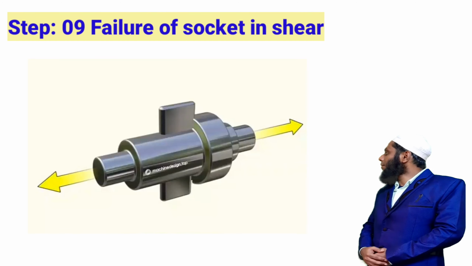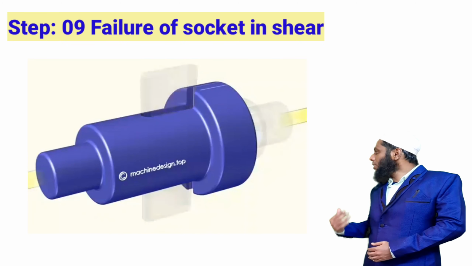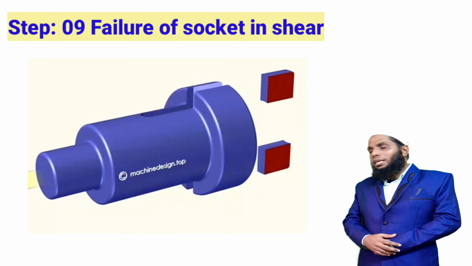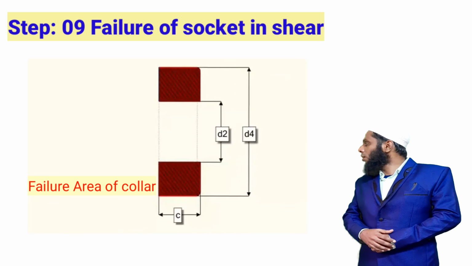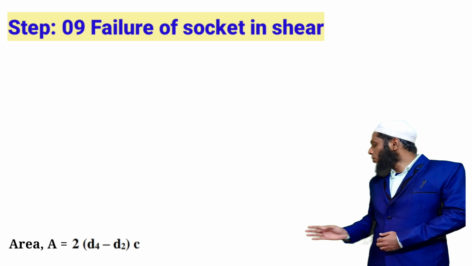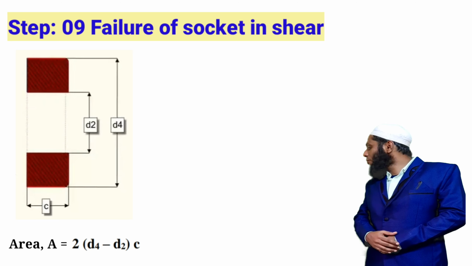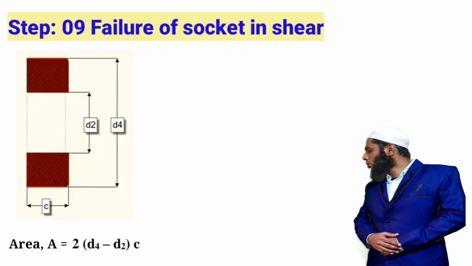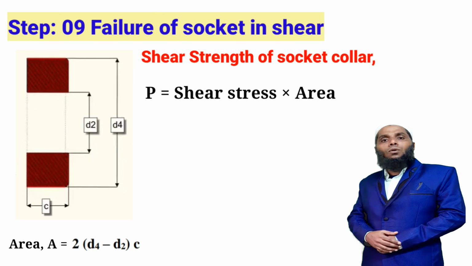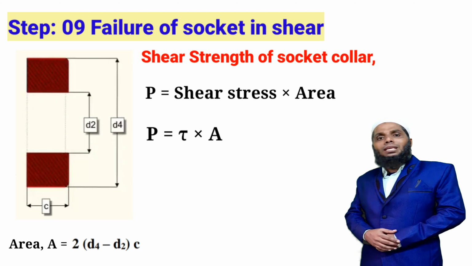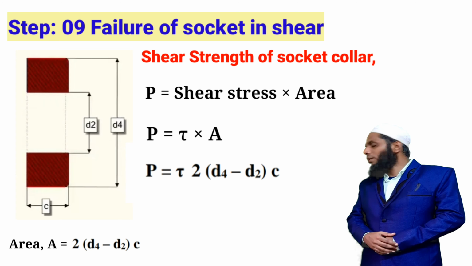Step number 9, failure of socket end in shear. In this failure, because of load P, the cotter will remove two pieces from the socket collar, from the upper portion and from the lower portion. So the area will be, area is equal to (d4 minus d2) into C. So we can determine the shear strength of socket end, P is equal to tau into area. So P is equal to tau into 2 times (d4 minus d2) into C.